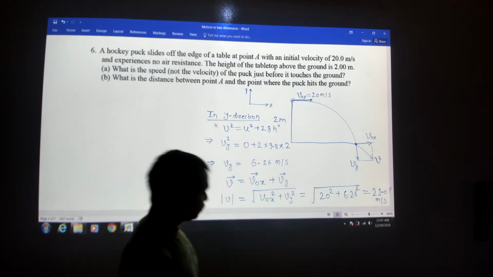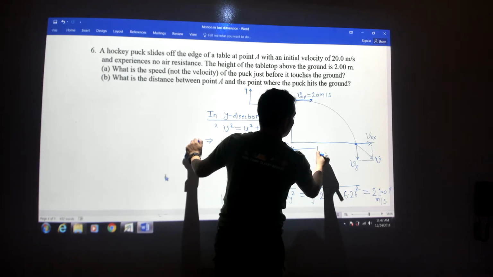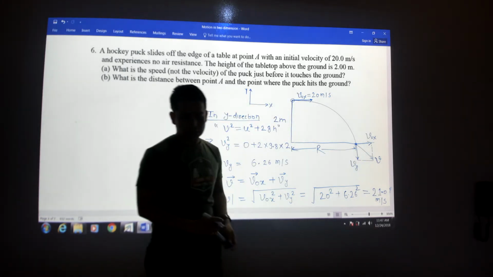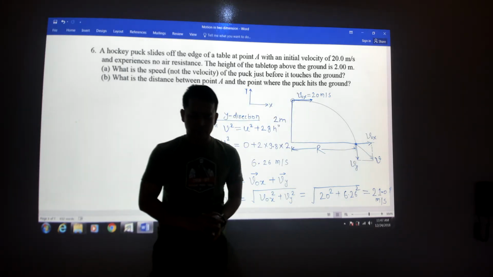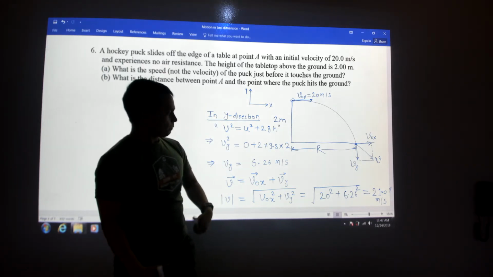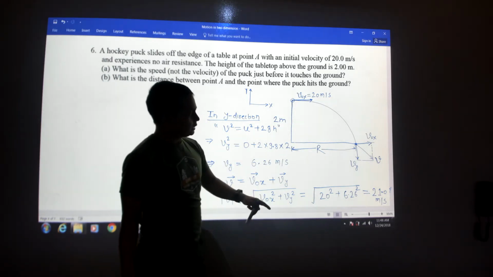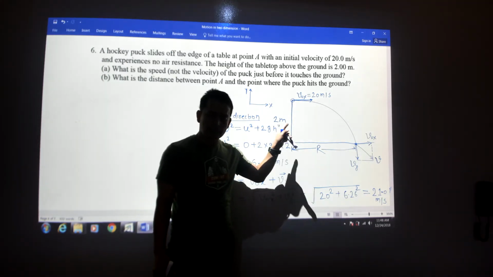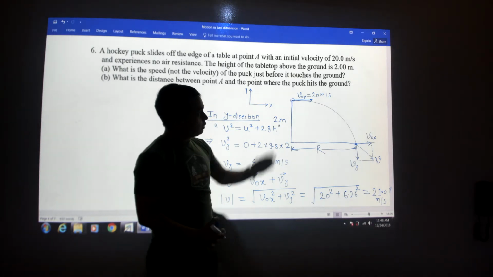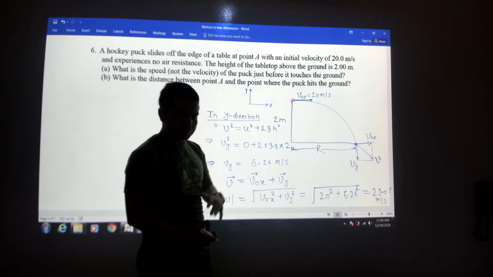Okay, so we got the velocity now. Now what do you need to find out? What is this distance? You need to find this distance. We sometimes call this the horizontal range, or we may call it the S distance. So now let's calculate the distance. In order to calculate this distance, we need to find the time. How long does it take to hit the ground? Our purpose now is to calculate the time taken to hit the ground.